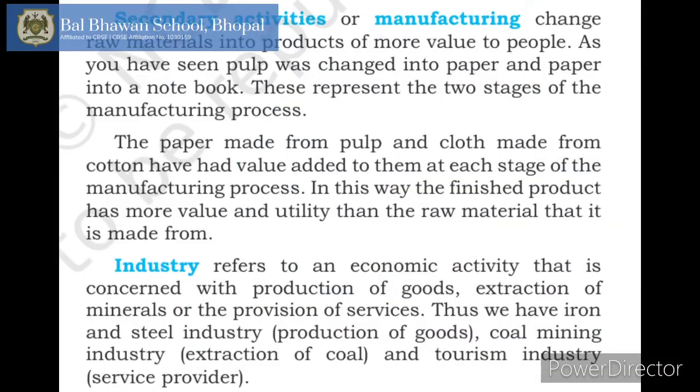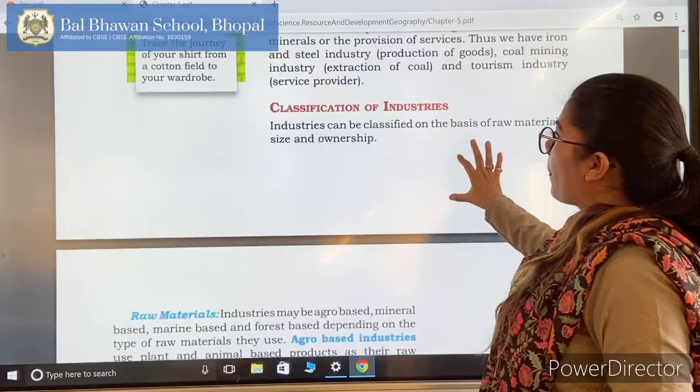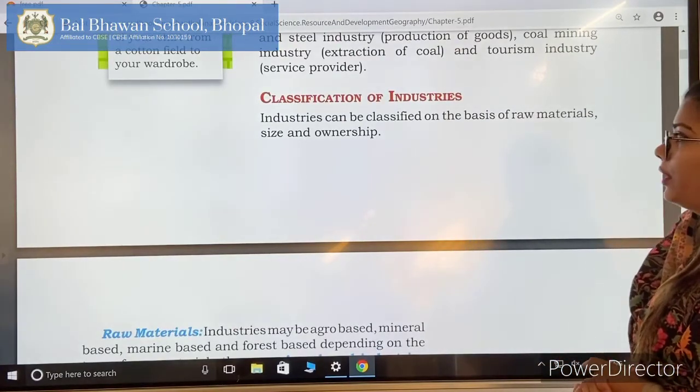provider. So, industries can be understood as any economic activity that is focused with the production of goods, products, extraction of minerals, and providing services. So, examples of production of goods are iron and steel industries, coal mining industry is extraction of coal, and tourism industries are service providers. Let us understand what is the classification of industry.